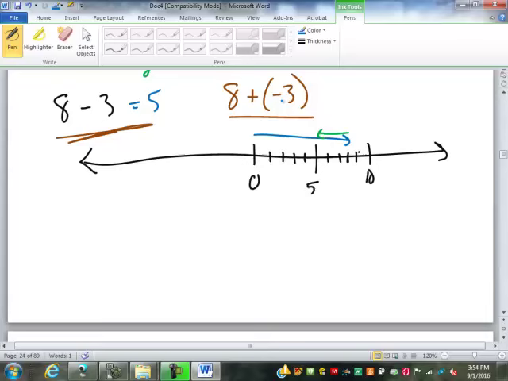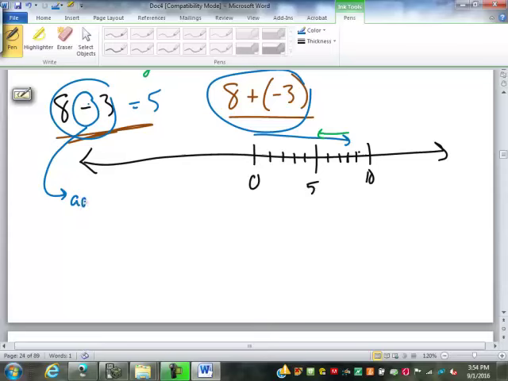Well, technically, it's a trick question. There is no difference. They're the exact same picture because these are the exact same problem. There are a few different definitions for subtraction. One of them is that this symbol means add the opposite of the number that comes after it.